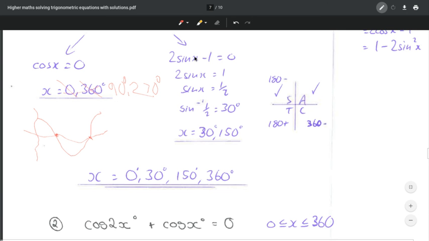So we have values of x from solving cosine x equals 0, and values of x from solving 2 sine x minus 1 equals 0. So it'd be nice to write them all in numerical order. And again, that should be 90, which means this is no longer in numerical order, but we'll not worry about that too much. And that should be 270. Okay.